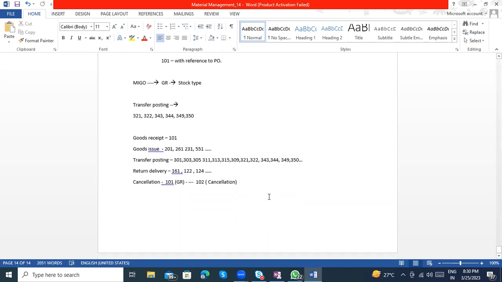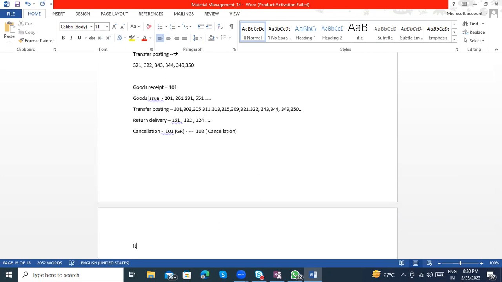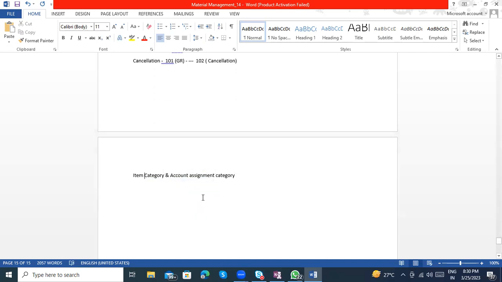So what is the difference between the item category and account assignment category? Item category is basically used to identify whether there is going to be a consumption or not. Sorry, can you come again? Item category basically determines whether my consumption is happening or not, and which type of consumption is happening. Account assignment category will help us to determine the GL account.